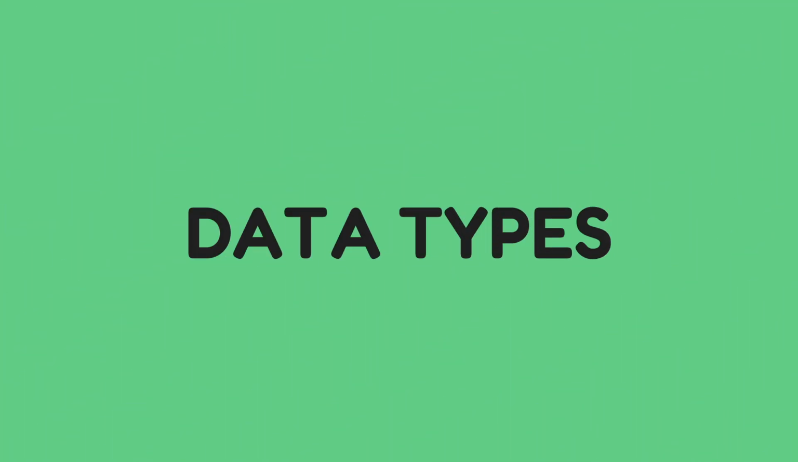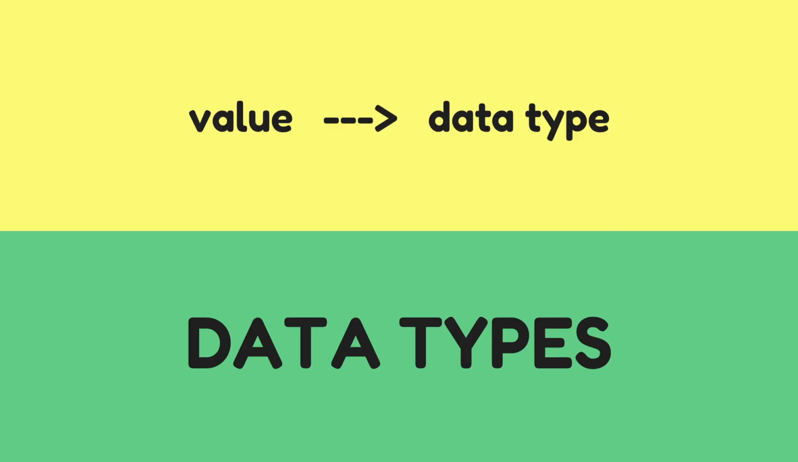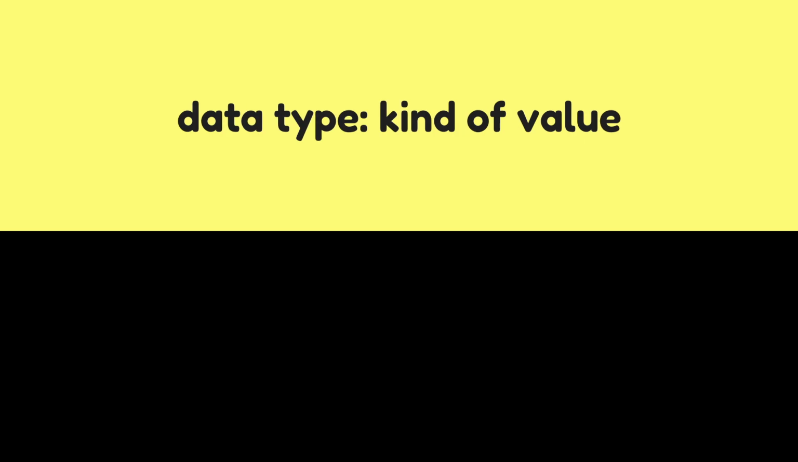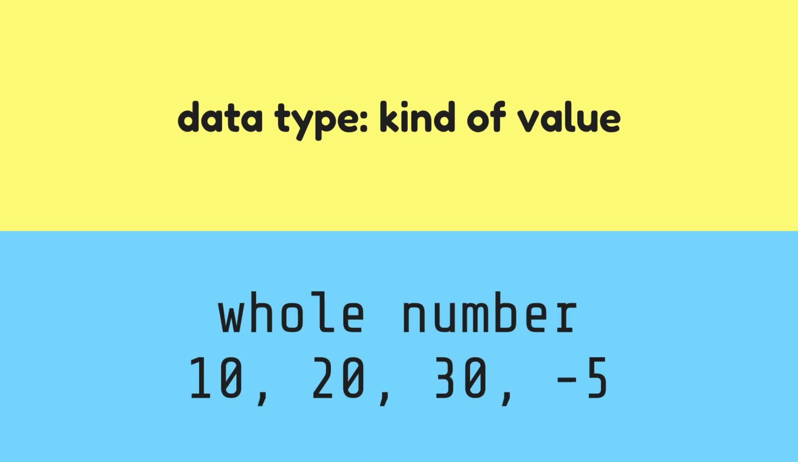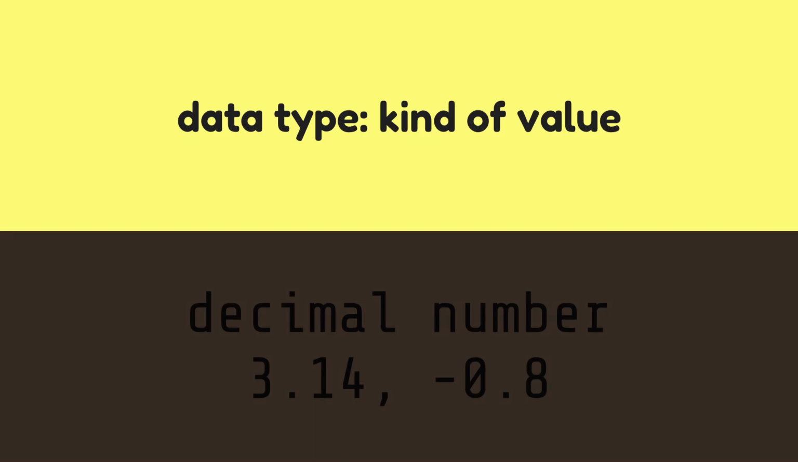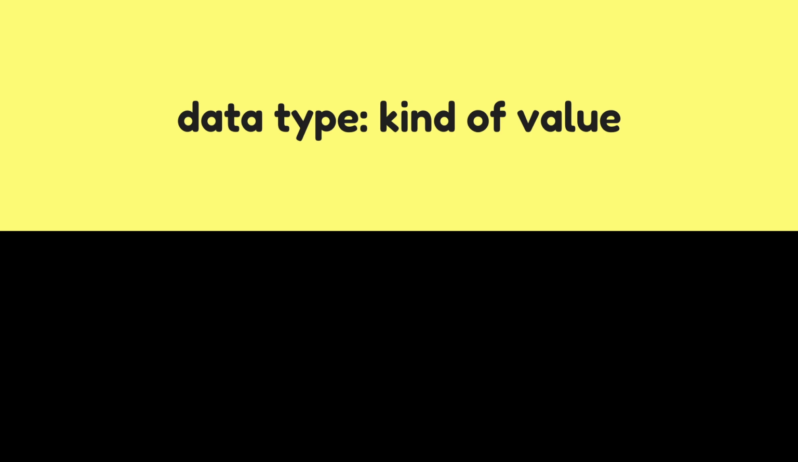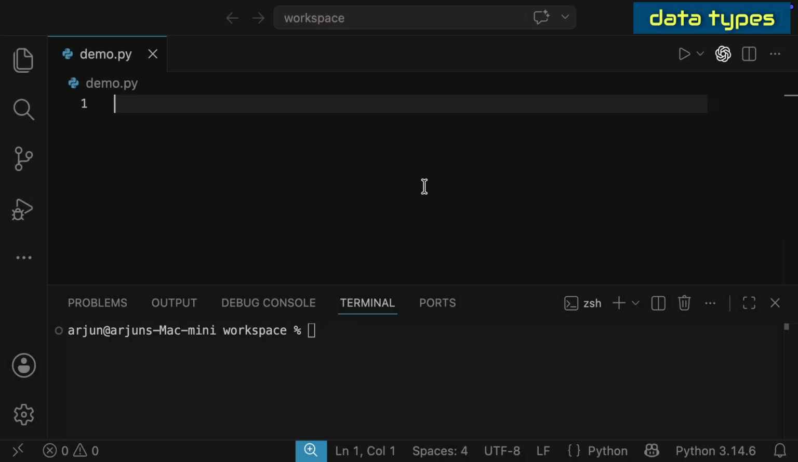Now that we know how to store values in variables, let us understand the different types of data that Python can store. Every value in Python belongs to a particular data type. A data type tells Python what kind of value it is working with. For example, a whole number, a decimal number, some text, or a true or false value. Let us look at the most commonly used data types in Python.